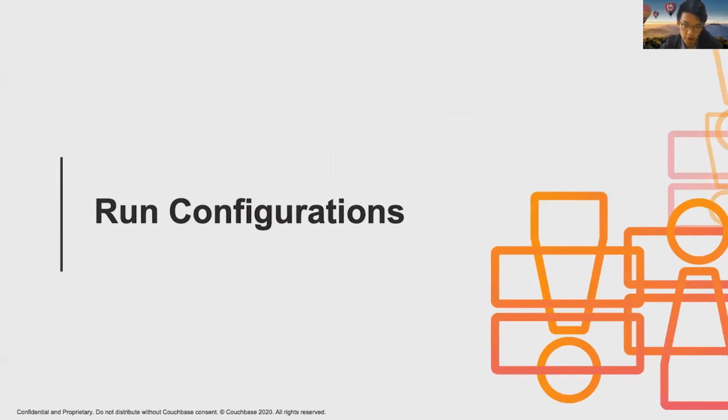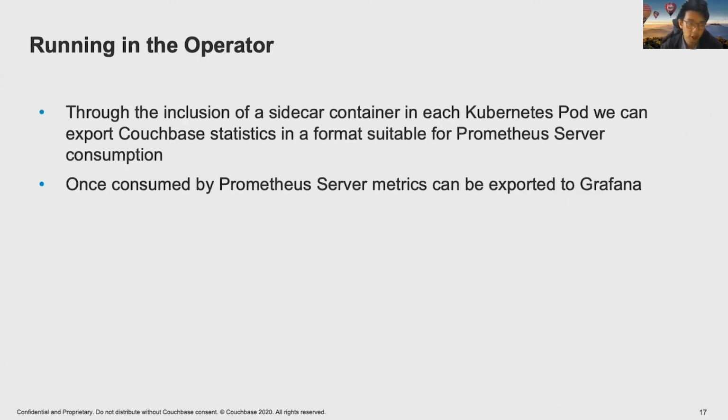So moving on to run configurations. Obviously, I've already explained that the Couchbase Prometheus Exporter was basically a requirement for Operator 2.0. So through the inclusion of a sidecar container in each Kubernetes pod, we can export Couchbase statistics in a format suitable for Prometheus server consumption, as I've already explained. So this is something we've already covered quite quickly.